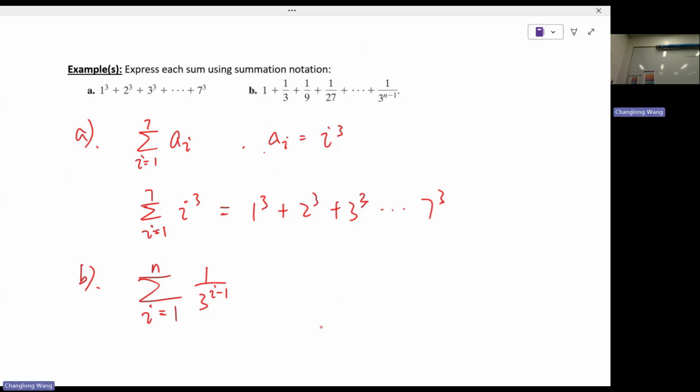Try i equal to 1. So it's 1 minus 1, so it'll be 0. 3 to the 0 power is 1. So it does get you the first term. See that? Now, the last term, i becomes n. It is 1 over 3 to the n minus 1. So that's indeed the last term.